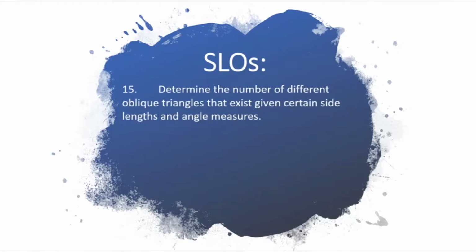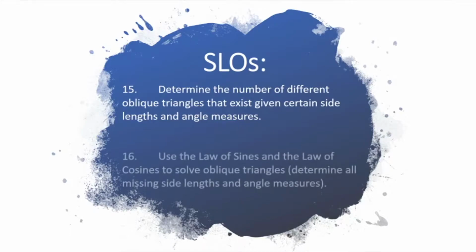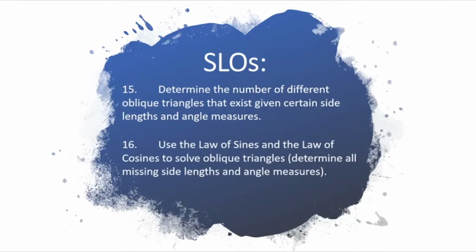I will be covering SLO number 15, which is determining the number of different oblique triangles that exist given certain side lengths and angle measurements. Number 16 will be a part 2, but I'm including it in this one, because you use both the law of sines and the law of cosines to solve oblique triangles and determine all missing side lengths and angle measurements.